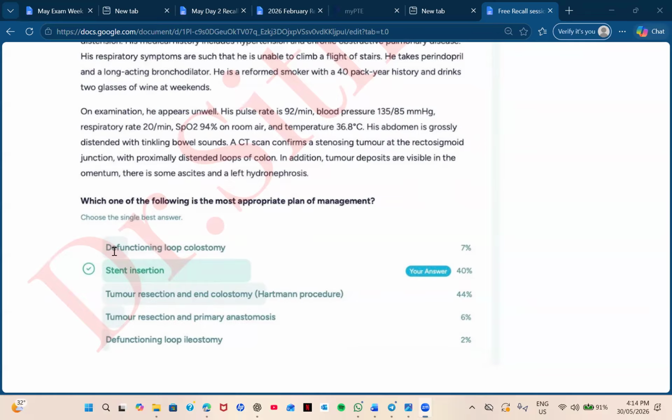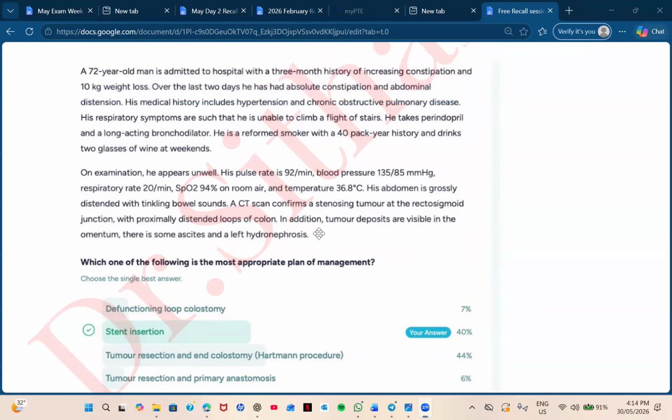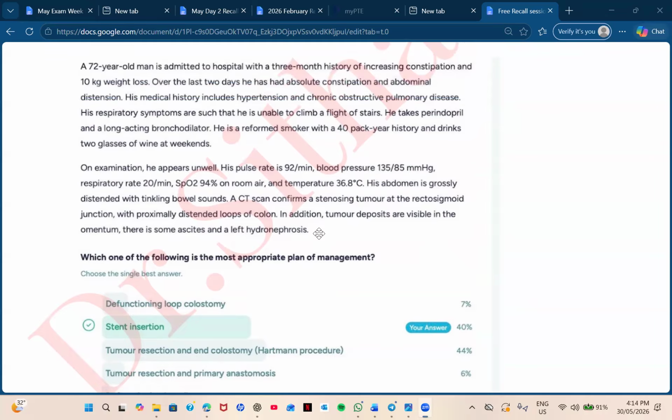Here they have taken it as stent insertion. Now tell me why stent insertion here, and in the previous question why they went with the definitive treatment. Now is your chance to explain why.